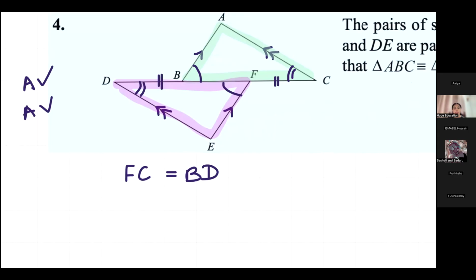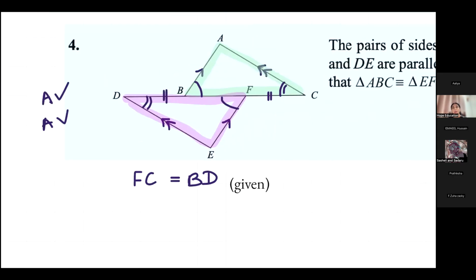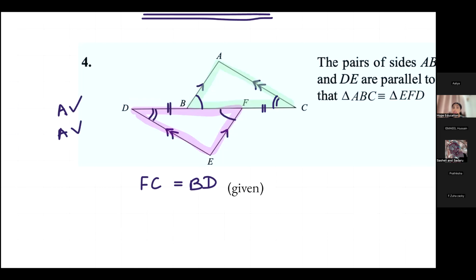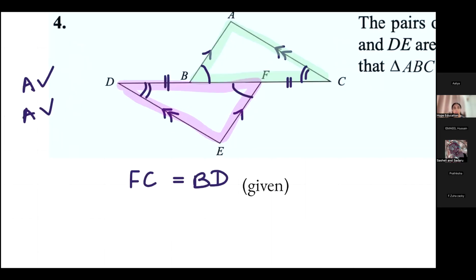So I'm writing that as given. I haven't written the congruency yet. I'm not writing the congruency part yet because now that side problem we have to solve it first before we write the congruency part. So FC is equal to BD.